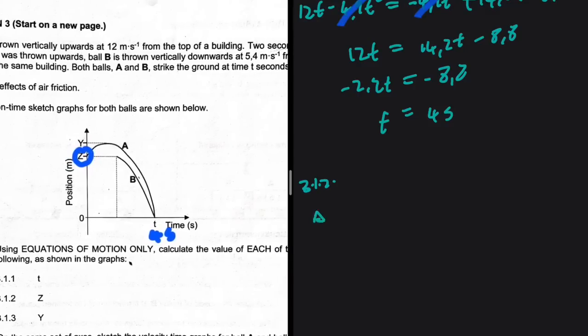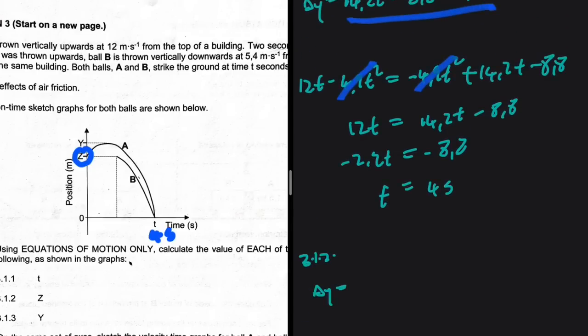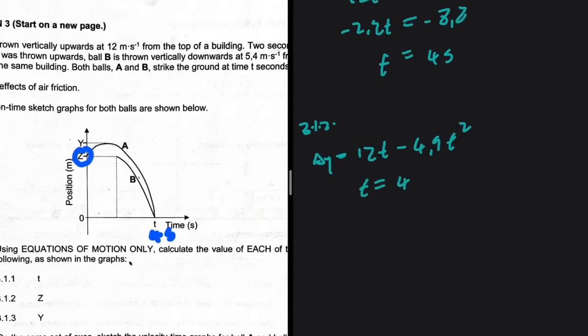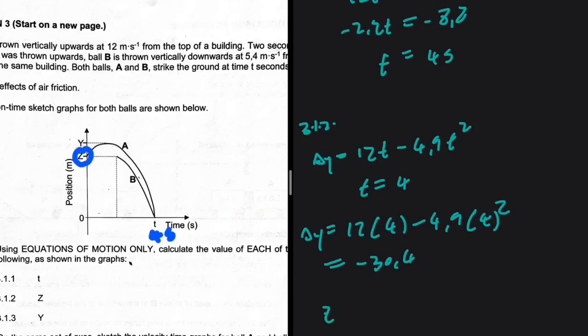Either way, delta y is equal to, we can take one between the two equations. Let's take 12t minus 4.9t squared, right? And then we know that t is equal to 4 when the two balls strike the ground. So when we substitute here, we shall get delta y, which is z. So 12 multiplied by 4 minus 4.9 multiplied by 4 squared is equal to minus 30.4, so z is 30.4, right?